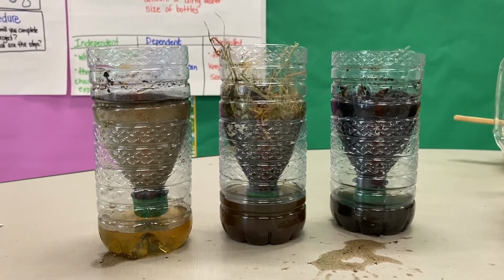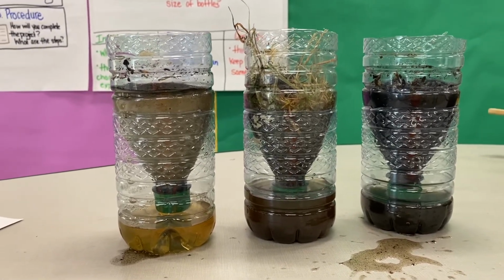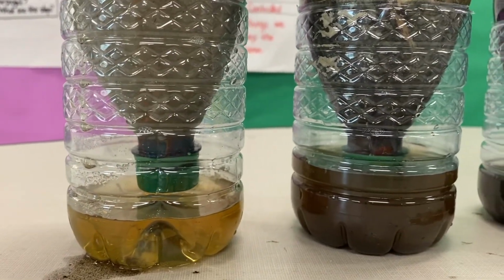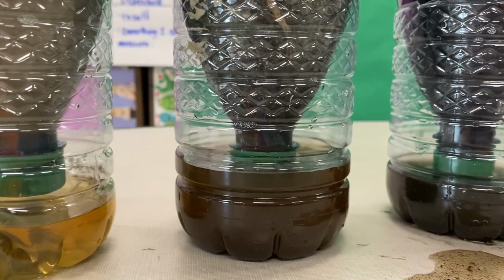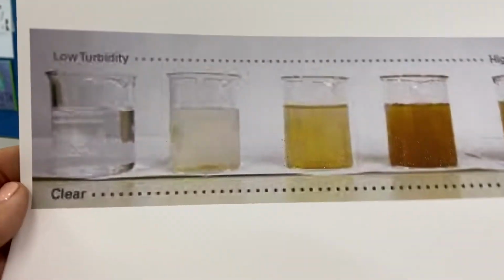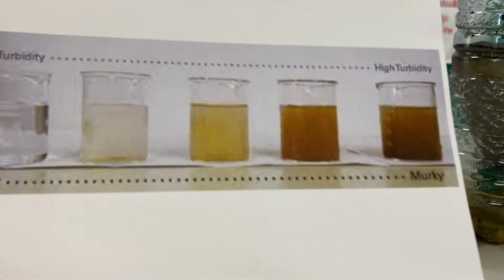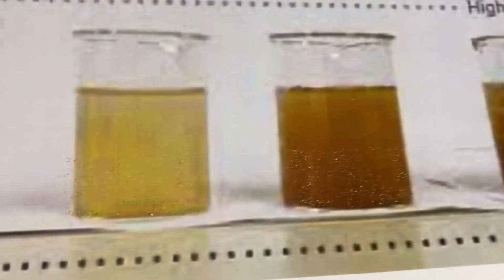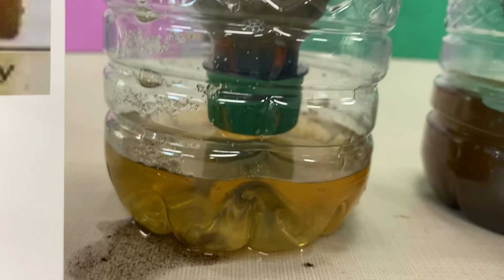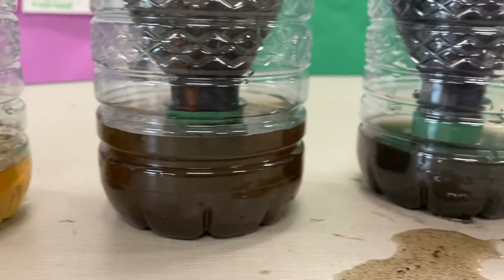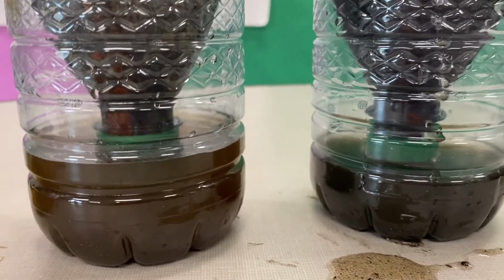This is what it looks like after 5 minutes. Wow, look at the difference here. Sand, cellulose fibers, activated charcoal. And now let's take a close look at our chart here. I'm thinking that the sand still looks pretty dirty. It's about that, it's kind of in between these two, right? And then, of course, the other 2 here are just plain dirty or murky.